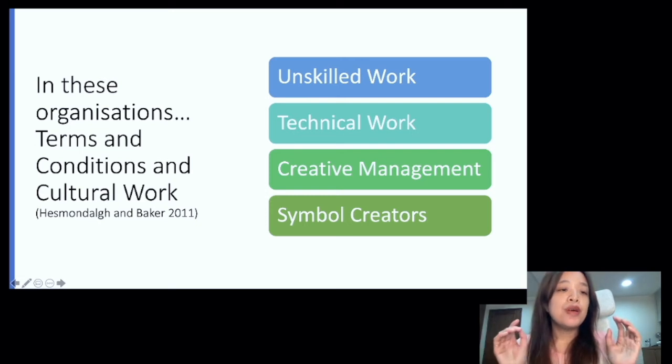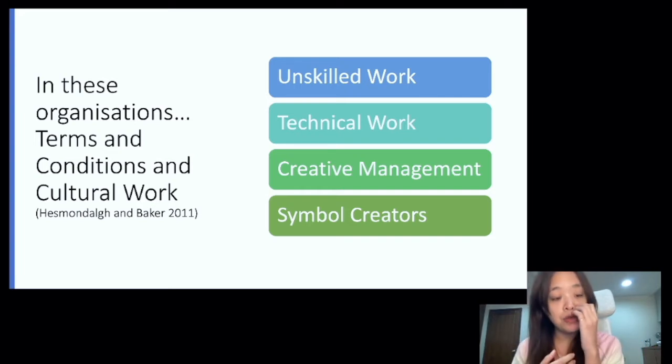Inside of those creative organizations, we also have different kinds of work and different kinds of roles. According to Hesmondhalgh and Baker, the communication scholars, whose work we will be referring to quite a lot today, there are four categories. One is unskilled work. It doesn't sound very good, right? But later on we will take a look at what specifically they meant by it. And technical work, and creative management, as well as symbol creators.